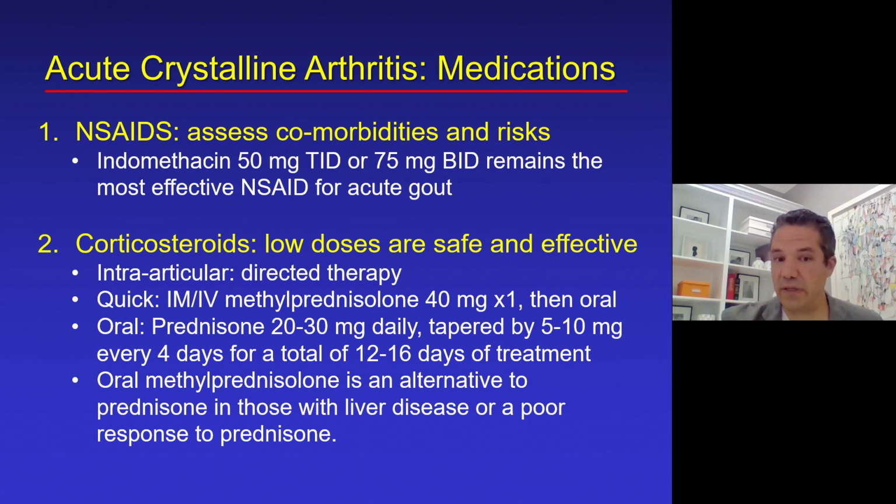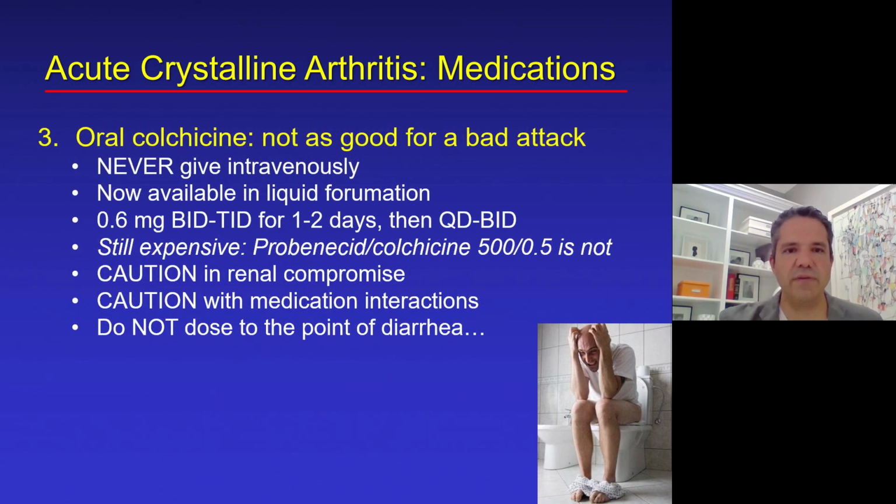Oral methylprednisolone is an option for those folks with underlying liver disease, though, who don't seem to be responding to prednisone. So that's a little trick you can pull if you need to. And then what about colchicine? I get asked about colchicine a lot. It seems nice and safe. It's a relatively safe medication in the right patient. You have to be careful in people with renal compromise and certain medication interactions.